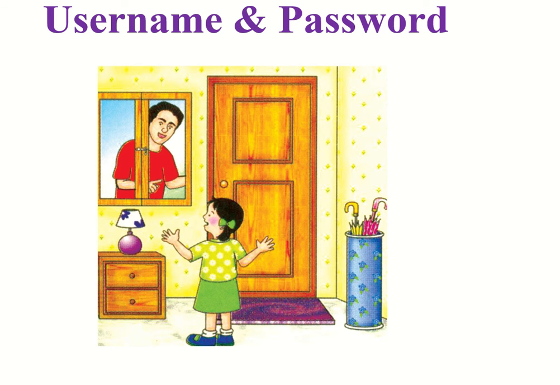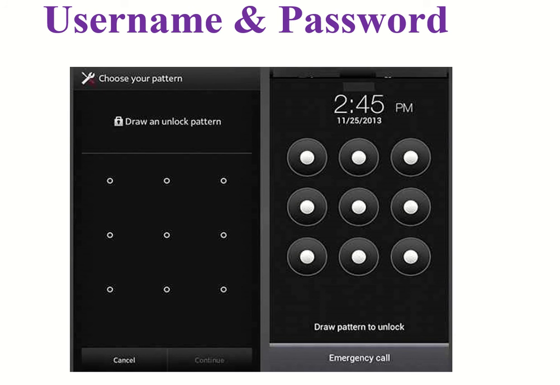So now next is username and password. Whenever any stranger tries to come into our house, do we allow him or her to enter the house? Definitely no, because he is unknown to us. So to protect ourselves, we will not allow any stranger to come inside. The same we will do with our devices also.